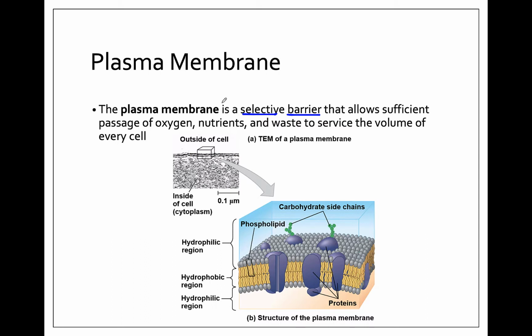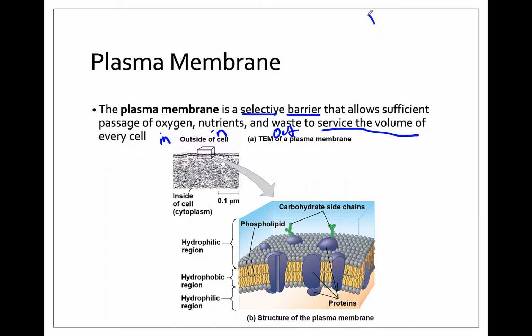It gets to choose what comes into the cell and what leaves the cell. The cell does not just want anything coming into it. It also doesn't want to lose oxygen and nutrients and stuff like that. So the plasma membrane is there to make sure that oxygen gets in, nutrients get in, and waste gets out, and nothing else happens.